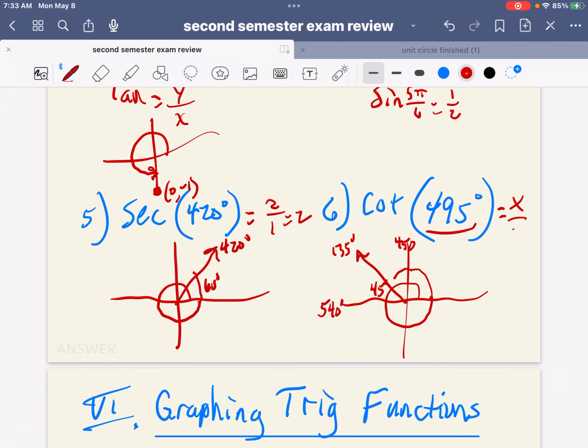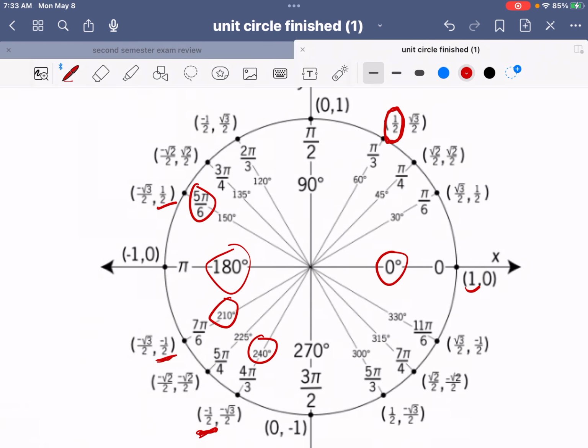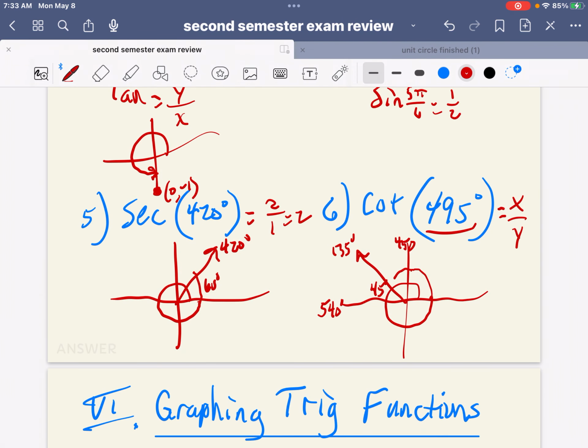Cotangent is x divided by y. So let's go to 135 degrees. What would you get if you took that x-coordinate divided by that y-coordinate? You would get negative 1.